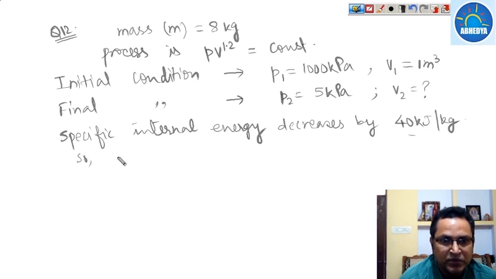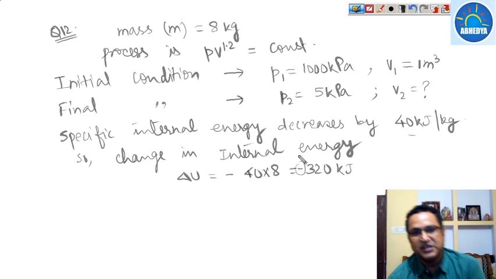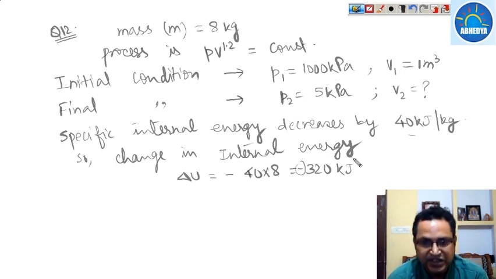So change in internal energy, delta U, comes to be minus 40 into 8, it is minus 320 kilojoule. This minus sign basically represents that this much amount of the internal energy decreases.